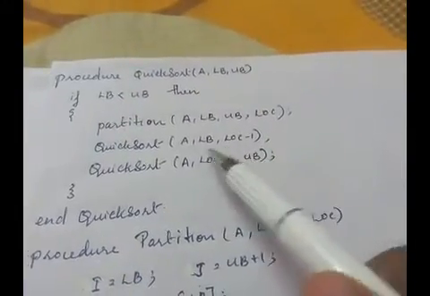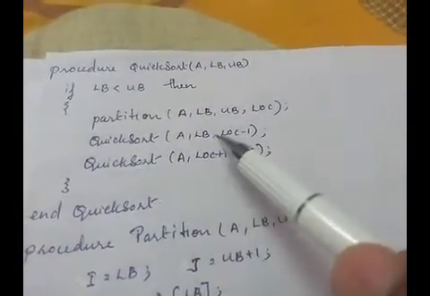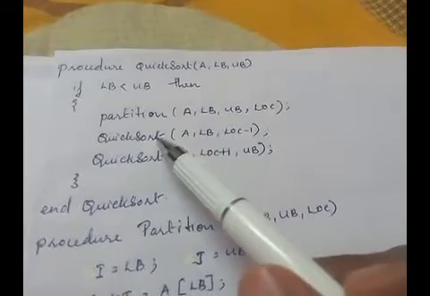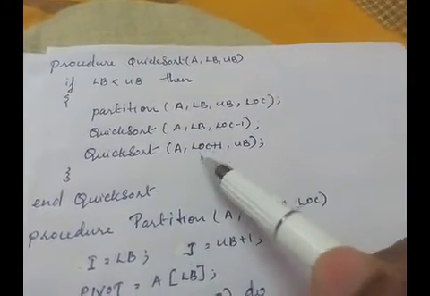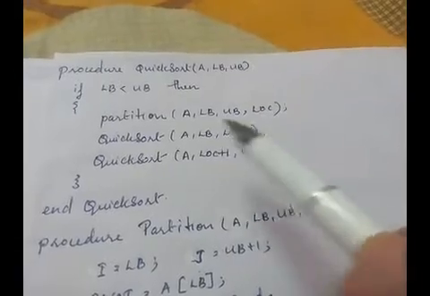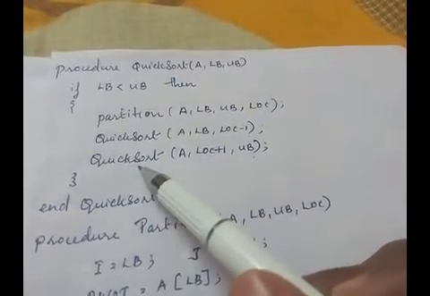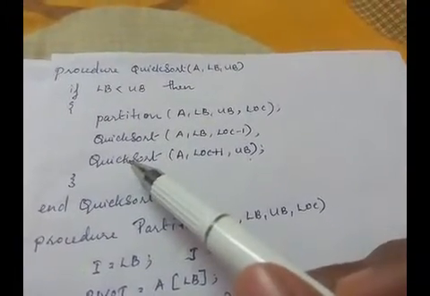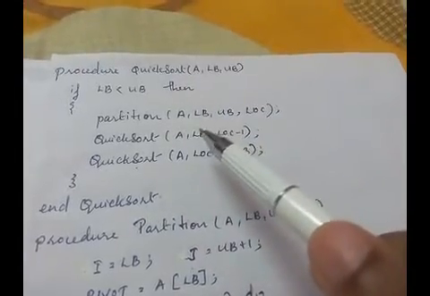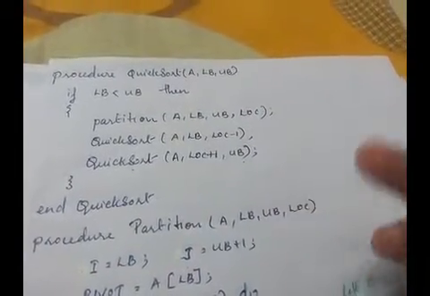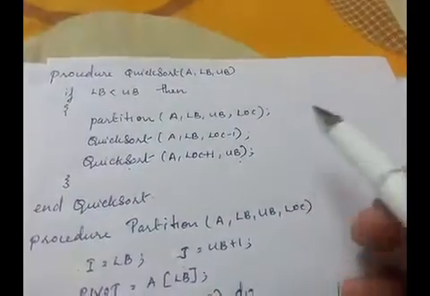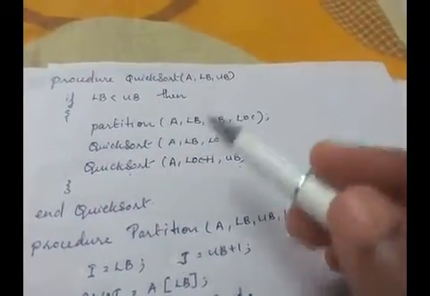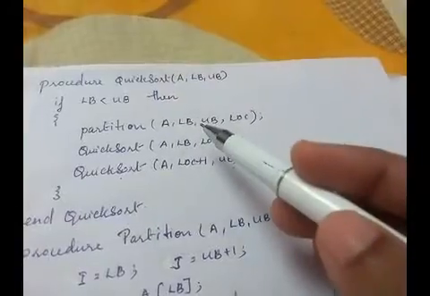This is what is done through these two recursive calls. The first sublist LB till LOC minus 1 will be sorted by this call, and the second sublist LOC plus 1 till UB will be sorted using QuickSort by the second QuickSort call. So that's why we have used recursion here, because after partition we consider the first sublist as a separate array and perform all the steps that we have done in partition, and again partition it into two sublists, and the same process is repeated again and again.